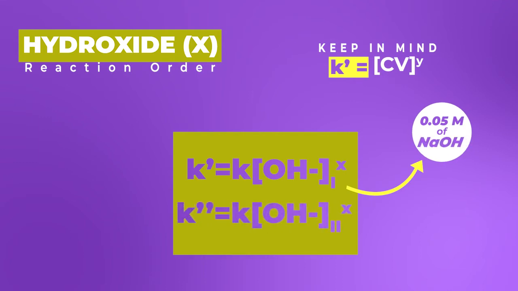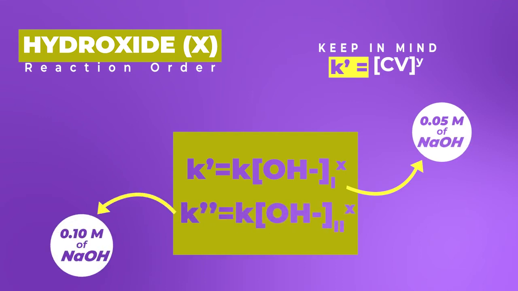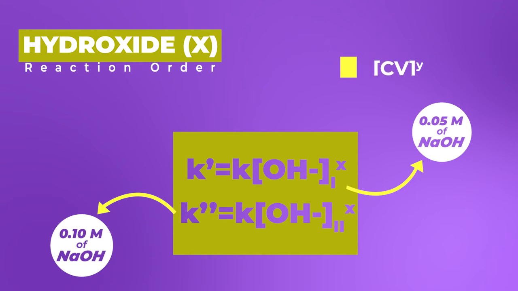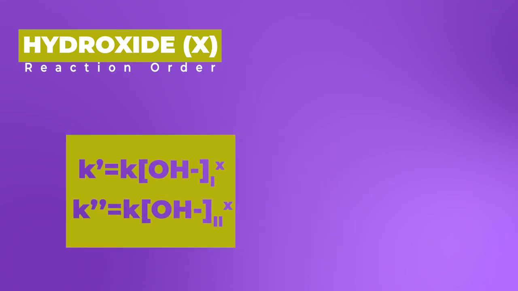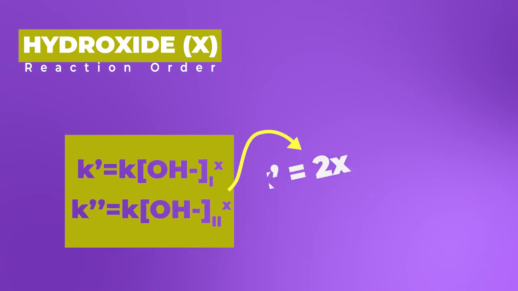Now, K double prime is coming from when we double that concentration, so you'll have 0.1 molar sodium hydroxide in solution. So depending on how the concentration of those reactants changes and the overall change in the rate for that reaction is going to dictate that order. Mathematically, how we do that is we need to do a ratio. So that'll be K double prime over K prime is equal to 2 to the x, x, of course, being the reactant order for sodium hydroxide or hydroxide.